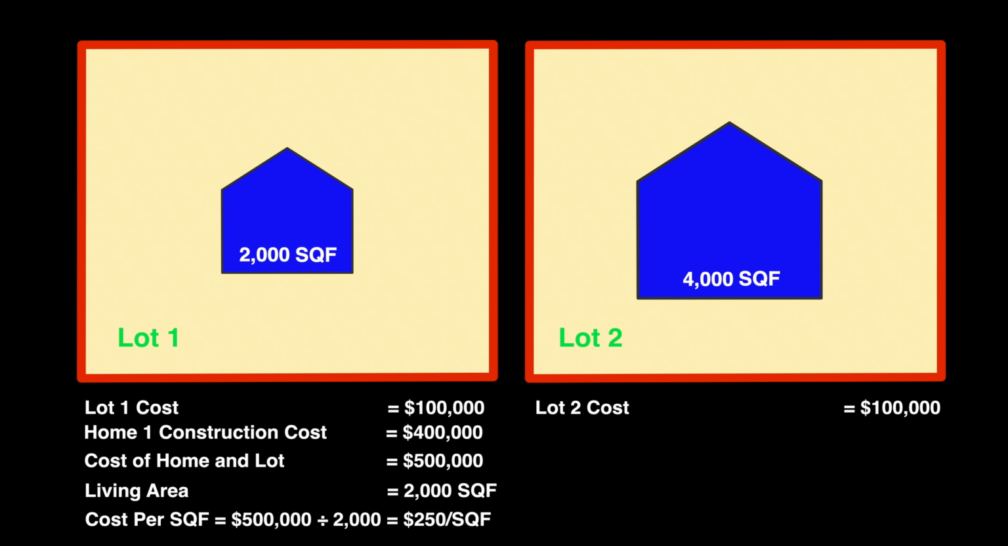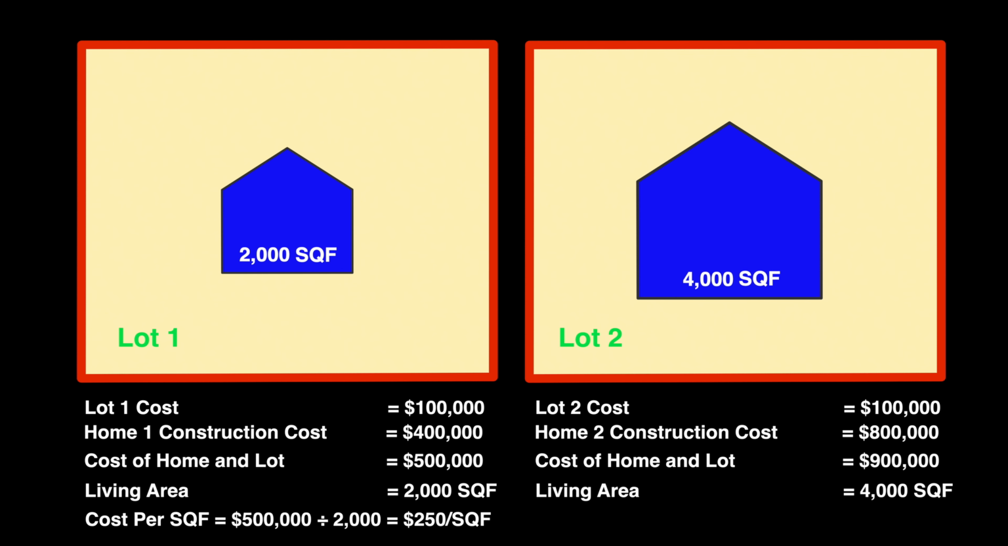Assuming construction costs are the same, this house costs $800,000. When they add their construction costs up, along with the cost of their land, they have spent $900,000. Divide that $900,000 by 4,000 square feet, and the total cost of the project was $225 per square foot. Why does the larger house cost less per square foot than the smaller house? The reason is that the fixed cost of the land is being spread across more units of livable area.